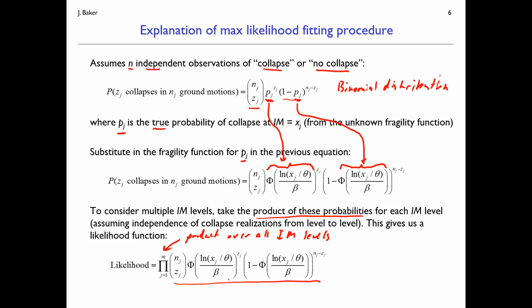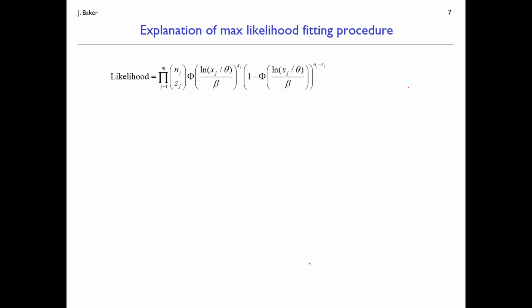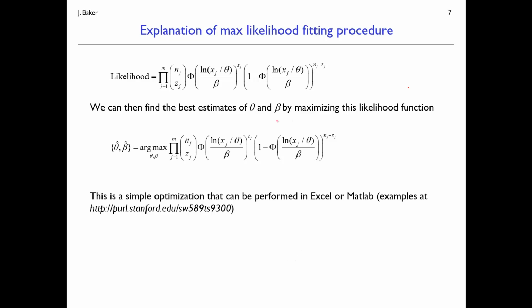This overall thing we're going to call a likelihood. That's the probability of having observed the data we observed for a given fragility function. So I have to specify a theta and a beta in order to compute this likelihood. If I pick a theta and a beta, I can find the likelihood associated with the data I've observed. Then I could pick a different theta and a different beta and compute a different likelihood. Over all the possible values of theta and beta, I'm looking for which one gives me the maximum value of this likelihood. So that's what we're doing here.